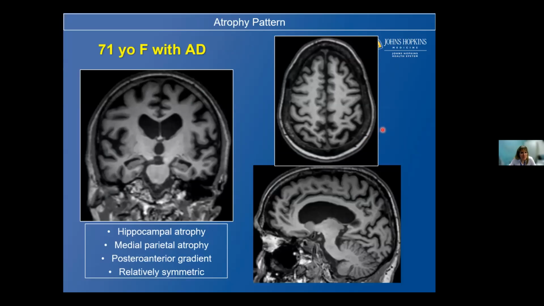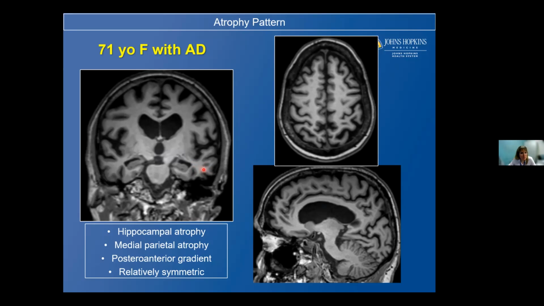So here we have a 71-year-old patient with diagnosed AD. We see relatively symmetric hippocampal atrophy with prominence of the choroid fissure and temporal horn of the lateral ventricles. So this is an MTA2. Remember, MTA2 in a patient younger than 75 years old is considered abnormal.